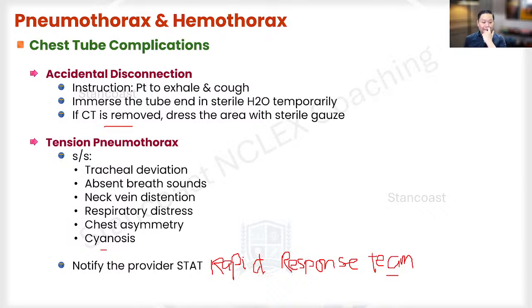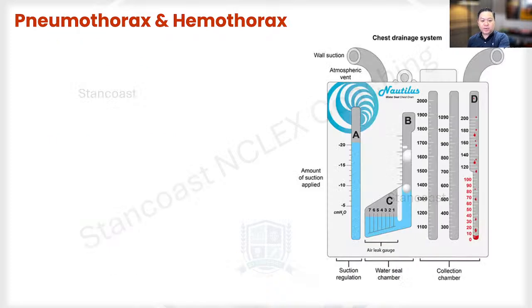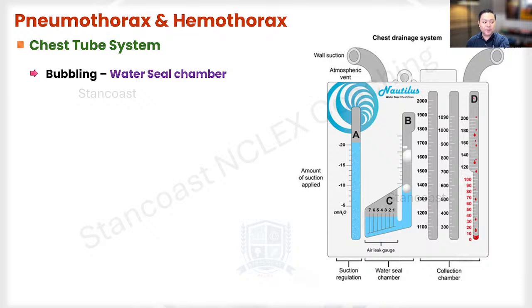And what we're going to do here, part of the care, is move into the next observation, basically the bubbling, which is another clue if there's any problem going on. So if there is bubbling observable, we're going to look into the bubbling here in the water seal chamber. All right, we're not talking about the bubbling in the suction. No, not there.